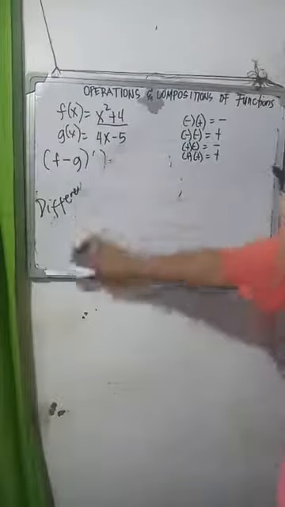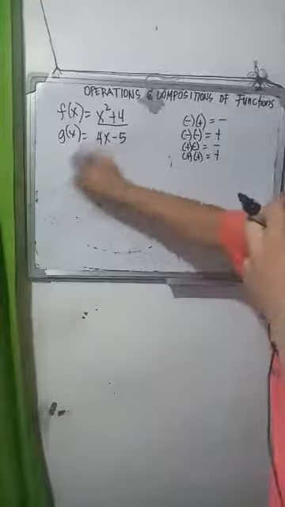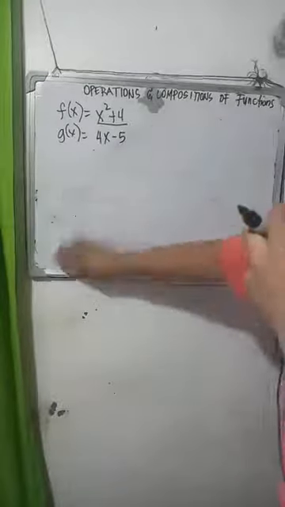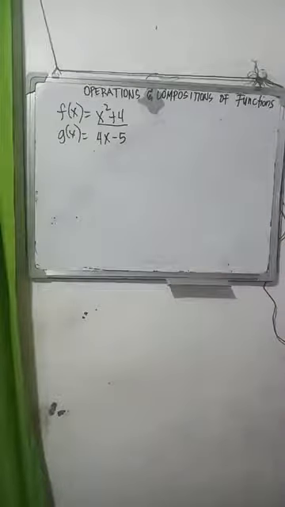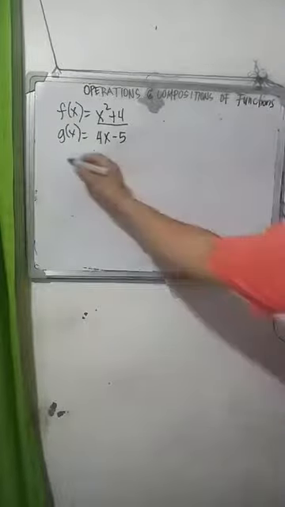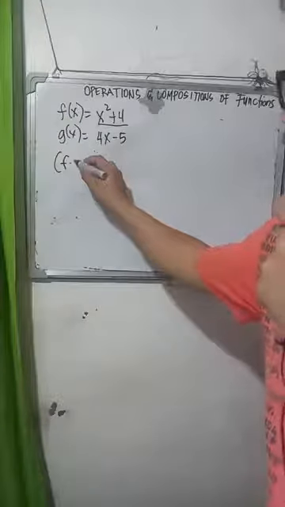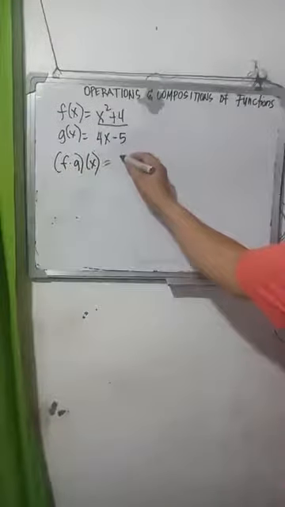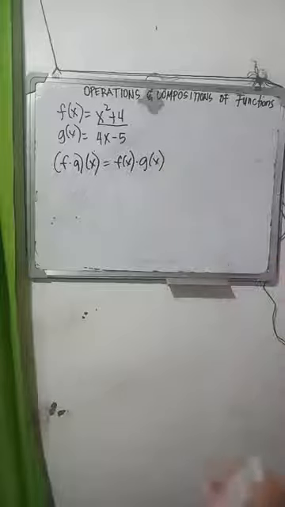Tapos na tayo sa sum and difference. How about the product? So formula in finding the product, that is f times g of x equals f of x times g of x.